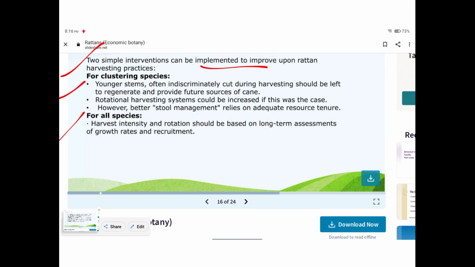Rotation harvesting systems should increase. We have to cut on a regular rotation basis. When some parts get mature, we cut. Then when the immature parts become mature, we cut again. It should be on a rotational basis.